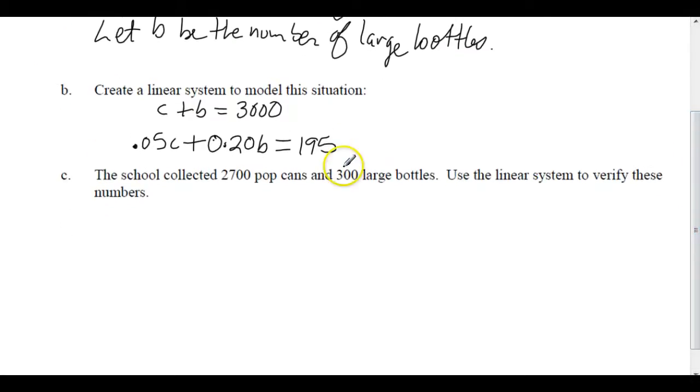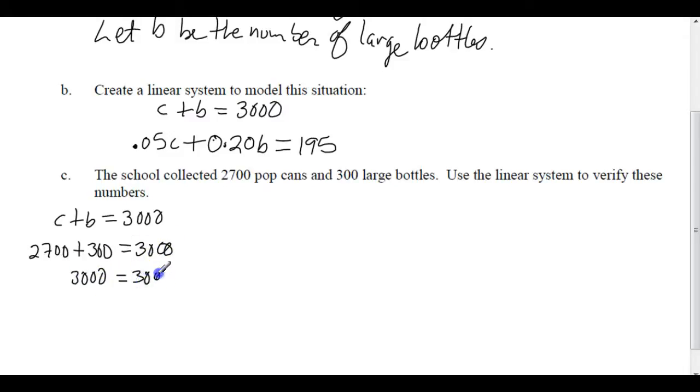The school collected 2,700 pop cans and 300 large bottles. C plus B is 3,000. So the first equation deals with representing the number of items. 2,700 plus 300 equals 3,000. 3,000 equals 3,000. So number-wise, we're good. The other equation, which we are going to write out in its entirety, and then we're going to substitute.